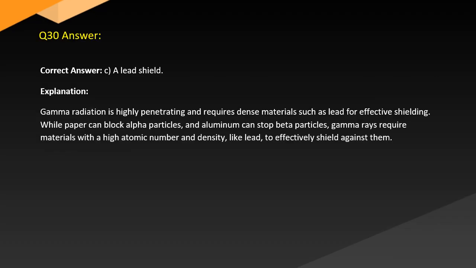Answer. Correct answer. C. A lead shield. Explanation. Gamma radiation is highly penetrating and requires dense materials such as lead for effective shielding, while paper can block alpha particles and aluminum can stop beta particles. Gamma rays require materials with a high atomic number and density like lead to effectively shield against them.